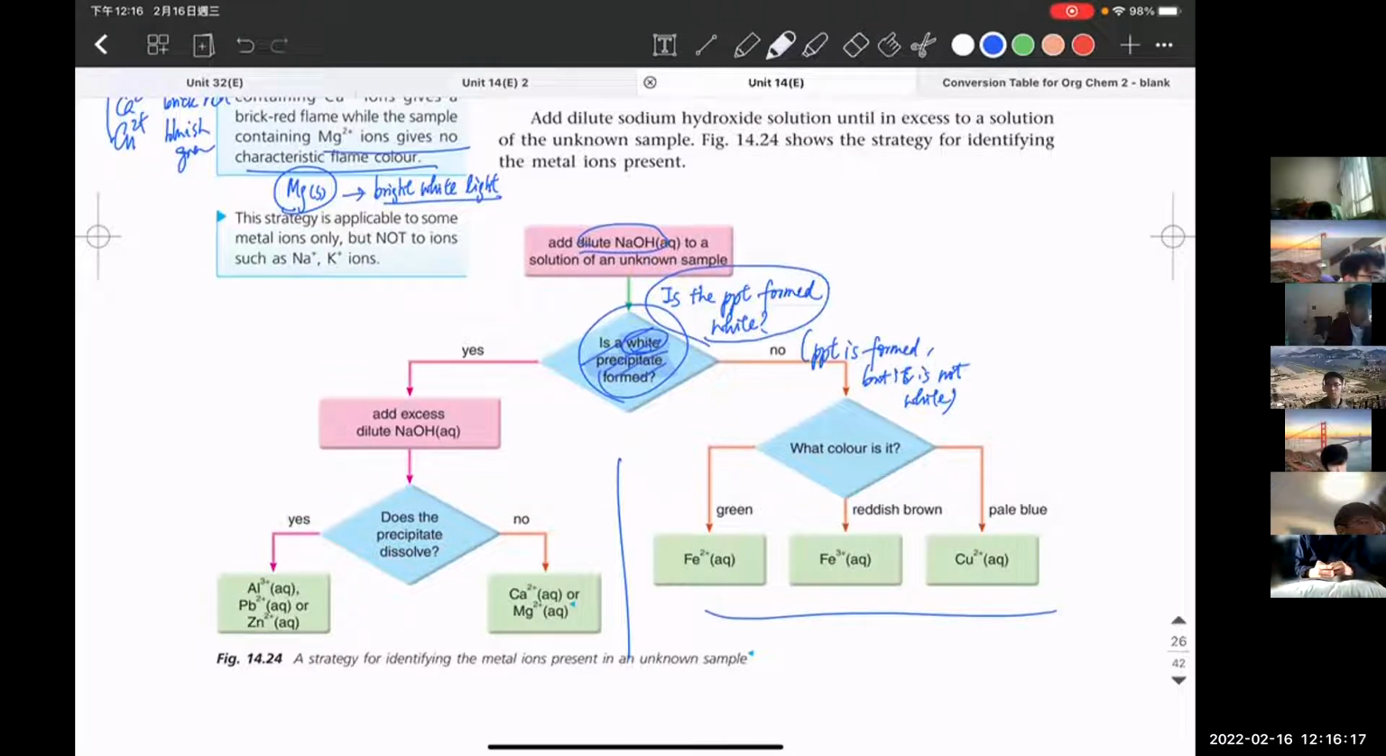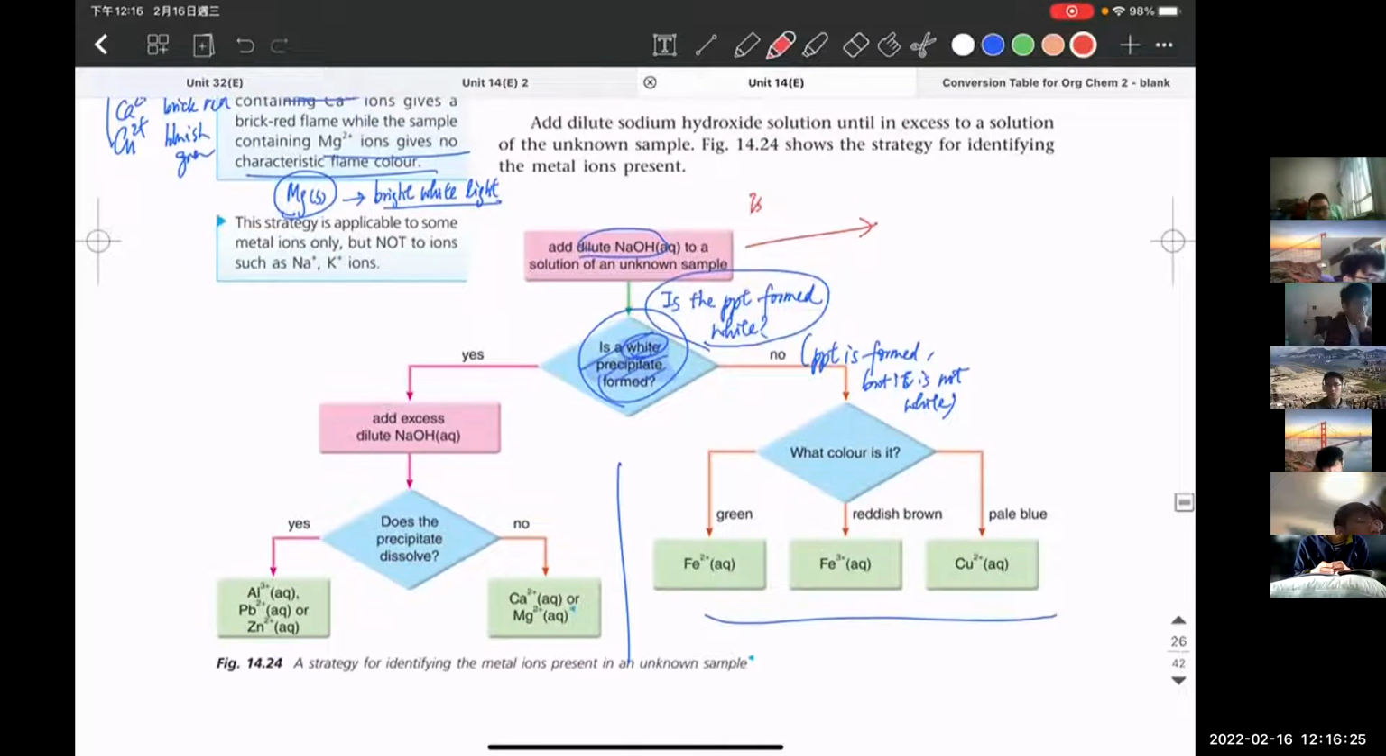But of course, if you have this sample, you may think of another case, just like: is a PPT formed? Okay, if yes, you need to think of this question. Can you get my point? If no, what is that ion? Can you get the logic?